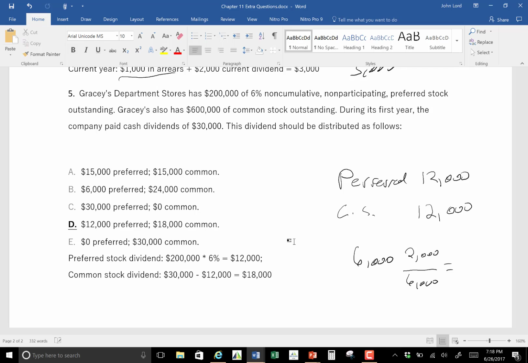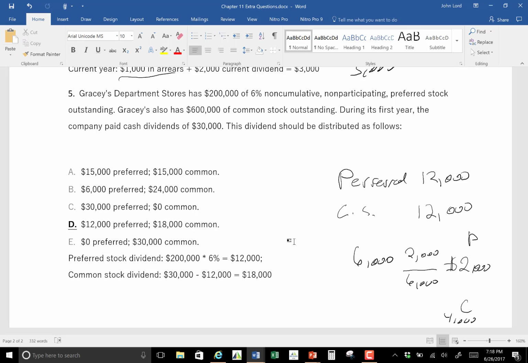So now the preferred people would get $2,000, a third of that 6,000, and the common people would get the balance, which would be 4,000, or 2/3 of the 6,000. That's what it means to participate: after we catch up the common shareholders, any additional amounts are shared by both, proportionately. But we're not going to do that on the exam.